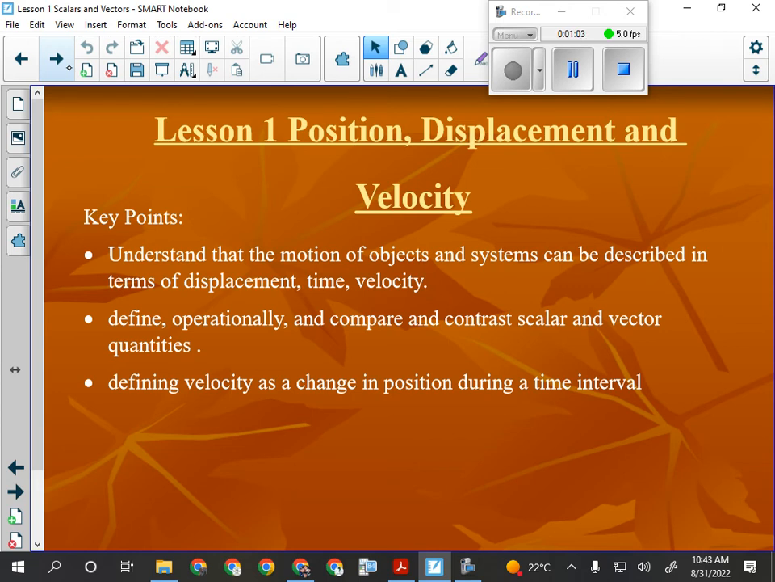All right, so the key points for today: understand that the motion of objects and systems can be described in terms of displacement, time, velocity, distance, speed. All of these are quantitative measures of the movement of an object. We need to review scalar versus vector quantities. Anybody remember the difference?